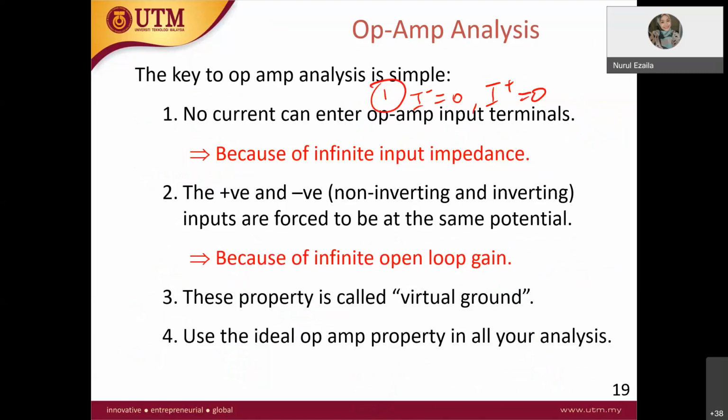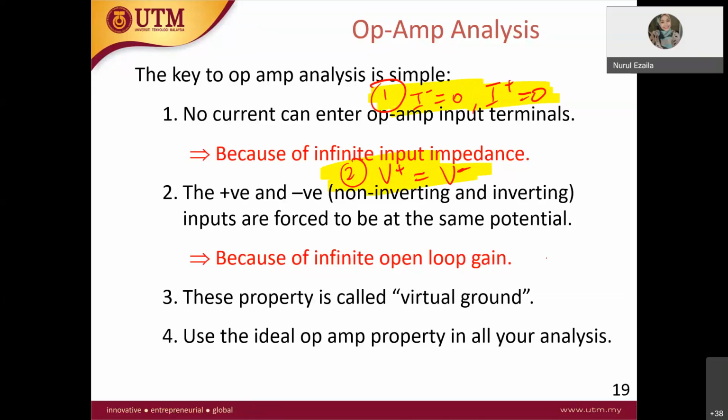Also, the positive and negative inputs. So this is number 2: V plus must be equal to V minus. That means V non-inverting equals V negative, the inverting input. This property is called a virtual ground. Other than that, we use the ideal op-amp properties in the analysis. Only these two will be used in order to analyze your op-amp circuit.